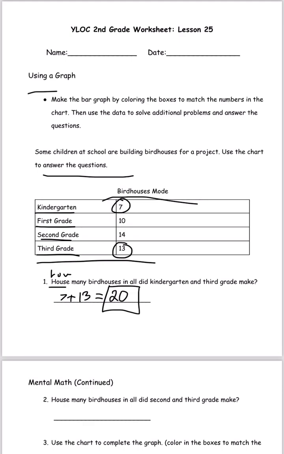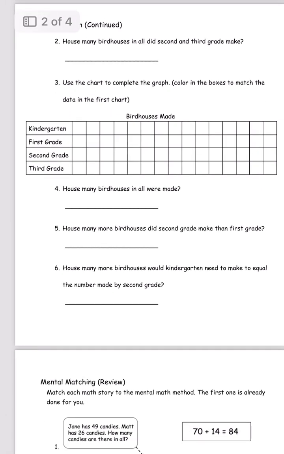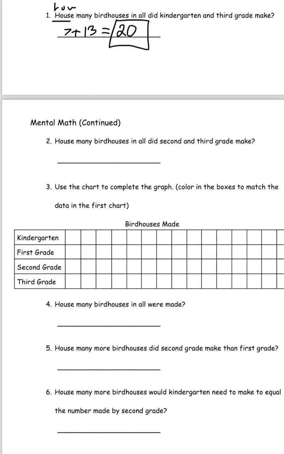Then let's look at the next page. So for this page, let's look at number 3 now. It says, use the chart to complete the graph. We have to color in the boxes to match the data in the first chart. So we have to color in. Let's try coloring in several of them, and then you could try the rest of them.